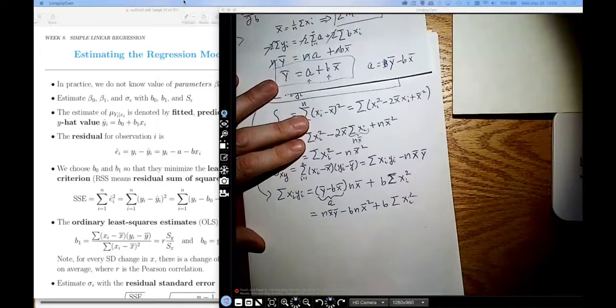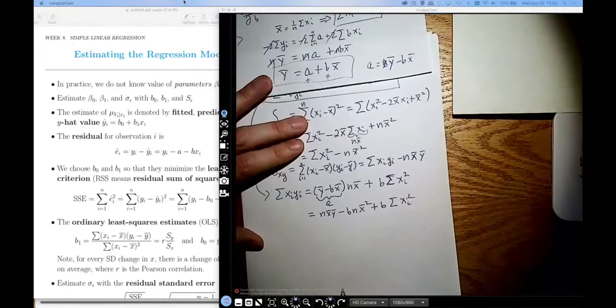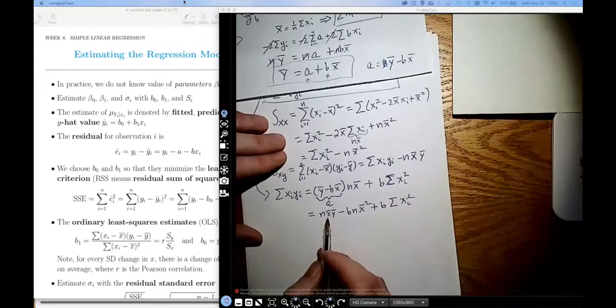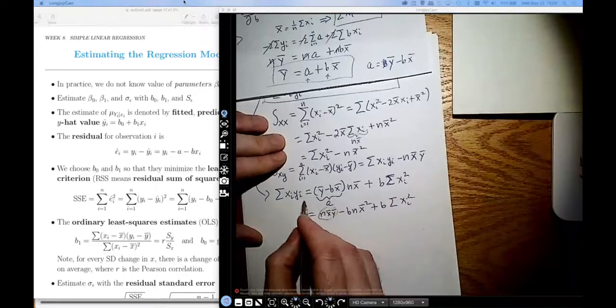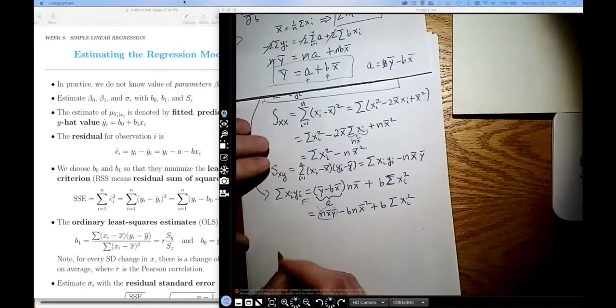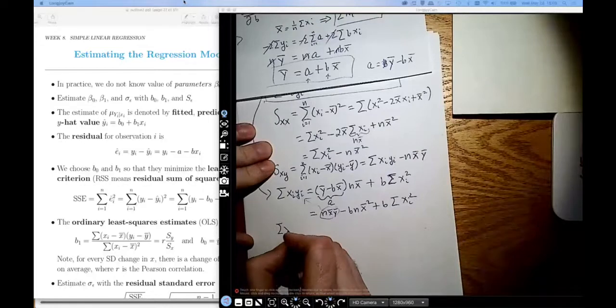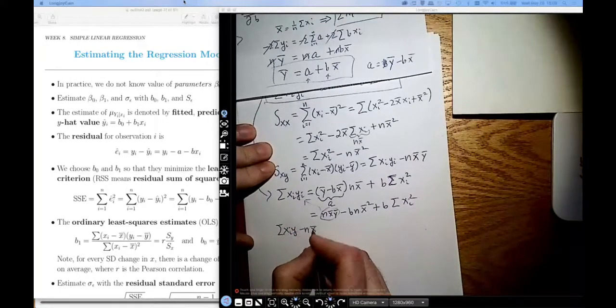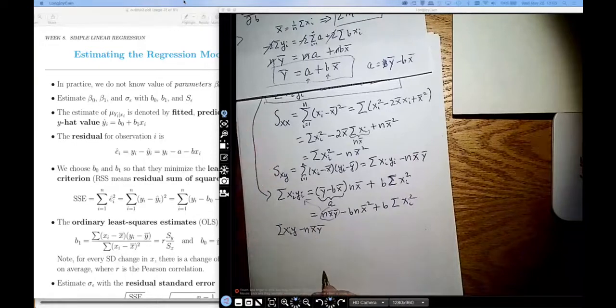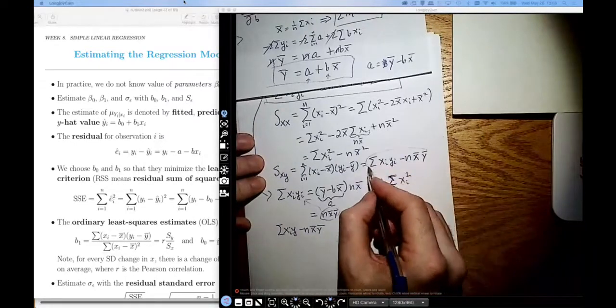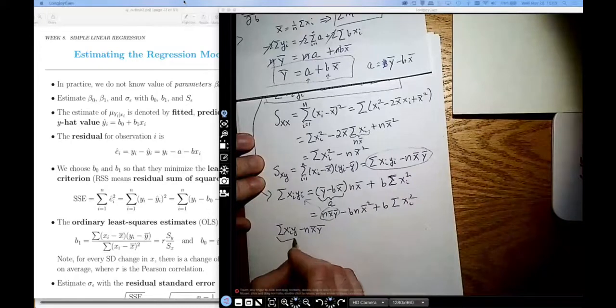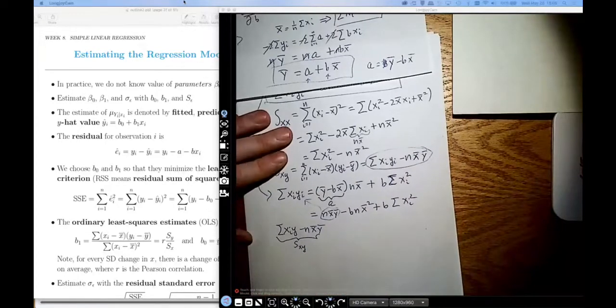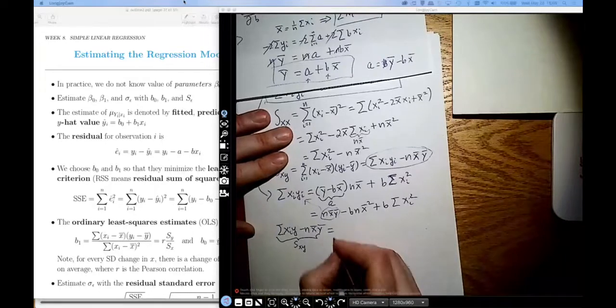So what I'll now do is move this term over to the other side. So let me write it out. This is the sum of xi yi minus n times x bar y bar. Well, I think we've seen that. That is this quantity up here. So this we're going to have as just Sxy. That's very convenient for us.